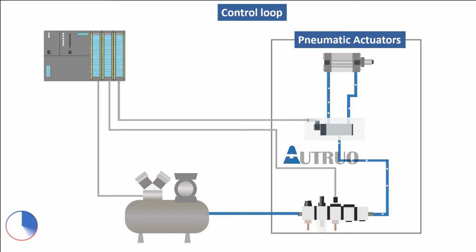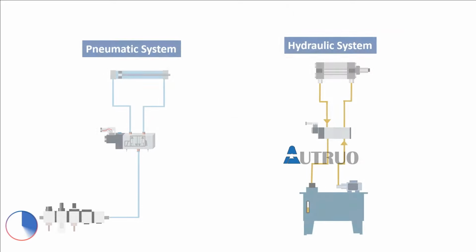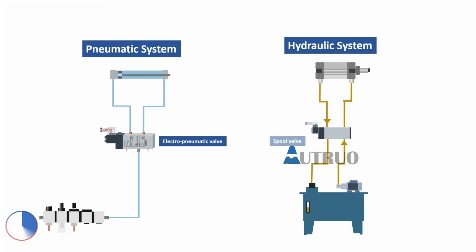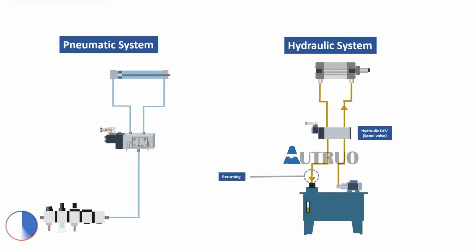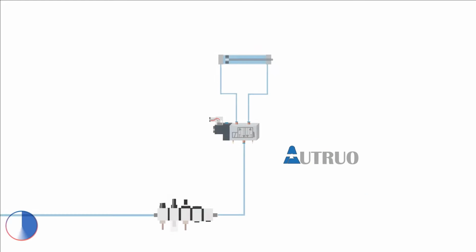Directional control valves come in various forms, which are electro-pneumatic valves and spool valves. Although the operations of both valves are similar, the major difference between them is in the hydraulic setup. The valve's return line is terminated back to the tank, while in pneumatic, the returning air is vented to the atmosphere. Now let's look at this pneumatic setup.